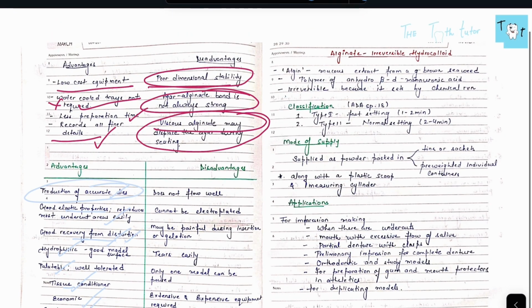Now talking about the disadvantages. It does not flow very well. We could use a better flow material. It cannot be electroplated, which is a major disadvantage. It may be painful during insertion because it could be hot, due to the temperature change. It tears easily, so it has a very bad tear strength. Only one model can be poured at a time, so we want an impression material through which we can pour multiple models at one time. It is also very expensive and extensive to use, so we have a lot of steps and we require a lot of equipment, which is a major disadvantage. That's why we don't use it, and it is difficult to sterilize.